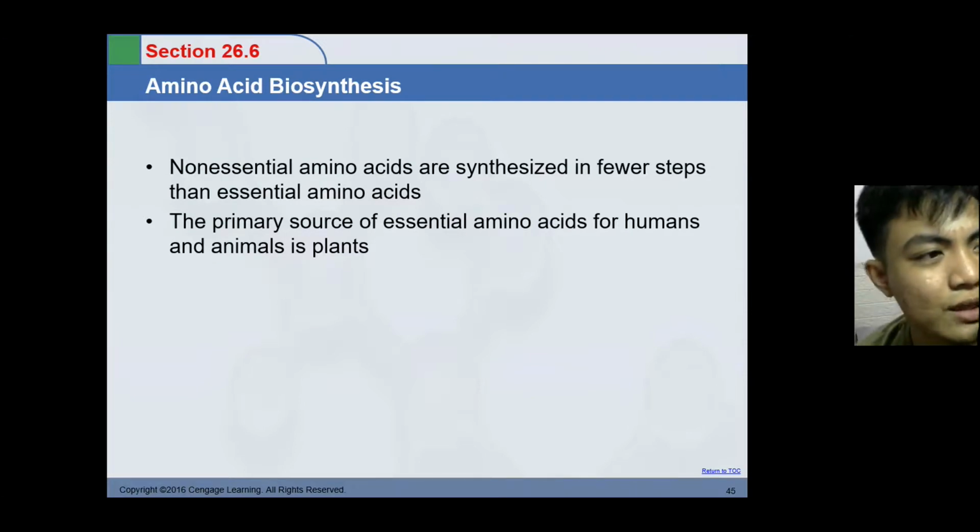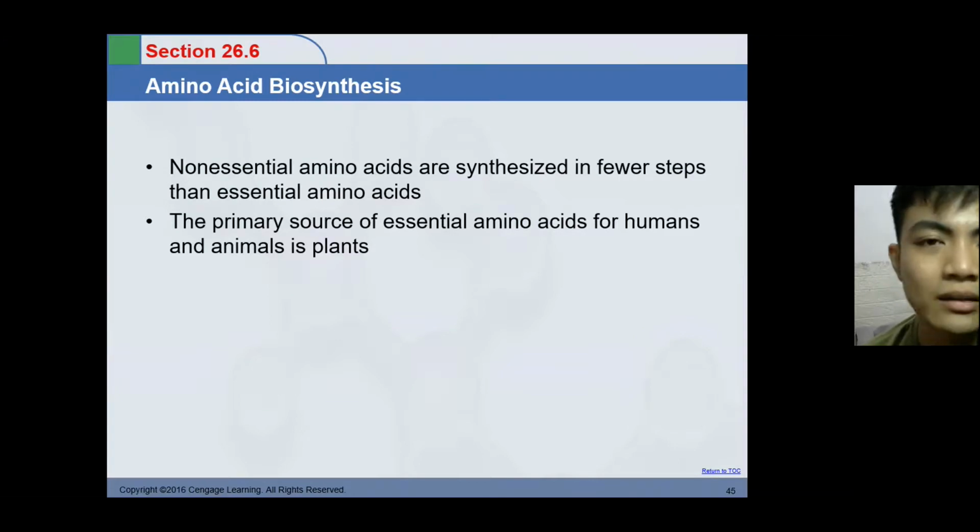Bakit kaya fewer steps yung sa non-essential amino acids, no? Kasi kaya naman 'yan gawin ng katawan natin. So hindi naman siya masyadong mahirap gawin. But the essential amino acids, medyo maraming steps 'yan. And apparently, humans cannot do it on our own. Kaya nga tawag natin essential amino acids. Kasi super daming steps niya, hindi natin kaya gawin siya.